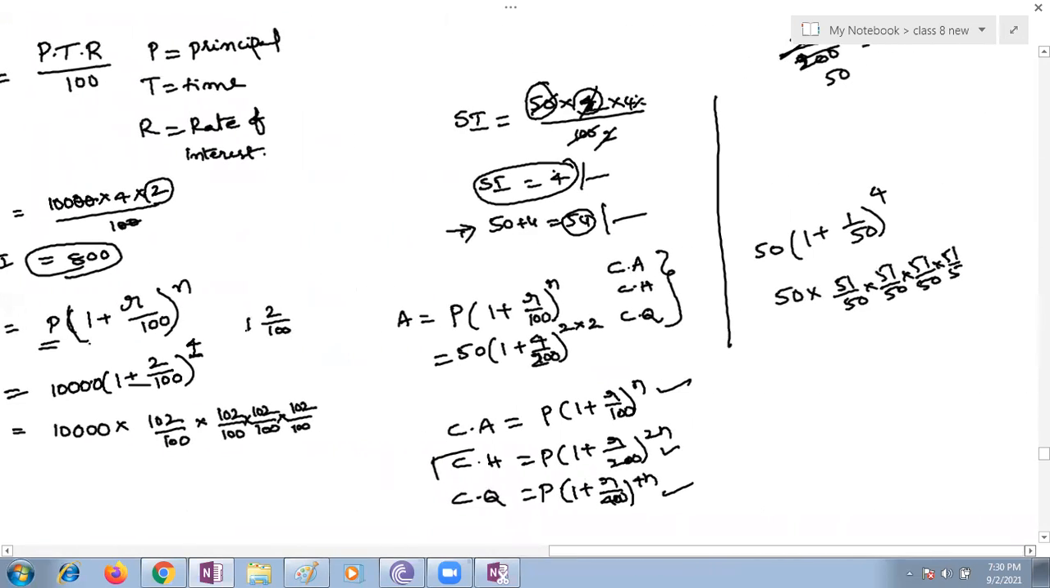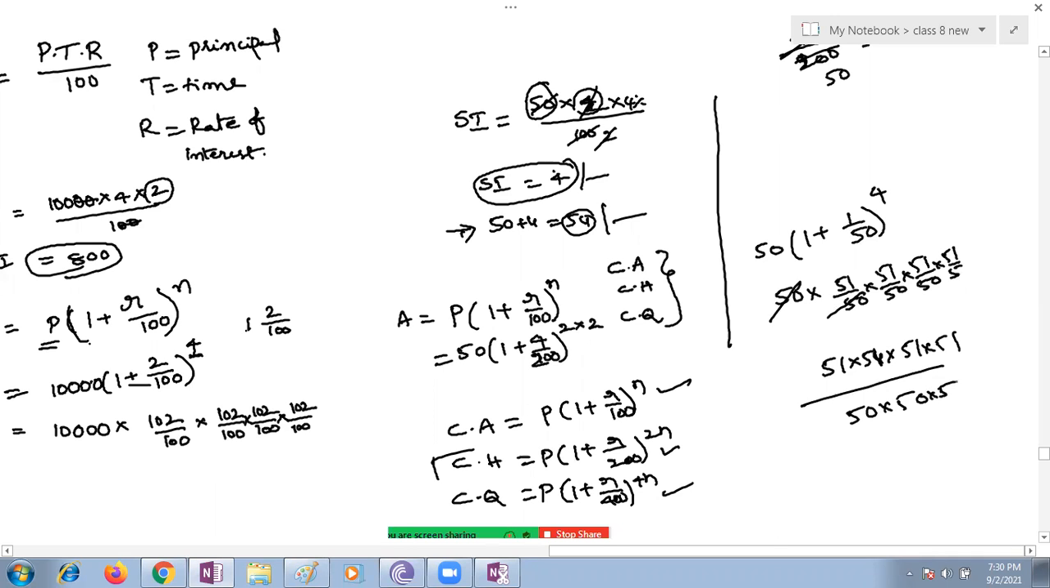If you simplify this part, you will get the exact value, how much amount he is supposed to pay. 51 whole to the power 4. 51, 4 times you have to multiply: 51 into 51 into 51 into 51 divided by 50 into 50 into 50 into 50. What value will you get, children? The calculation is more in that compound interest part, children.